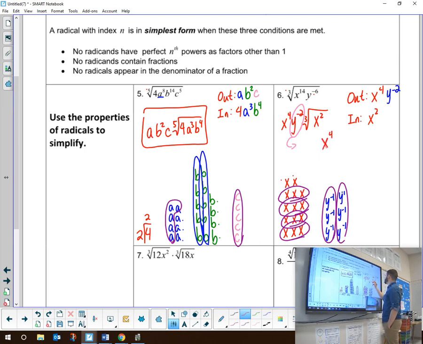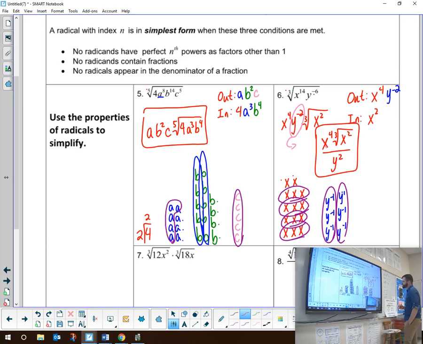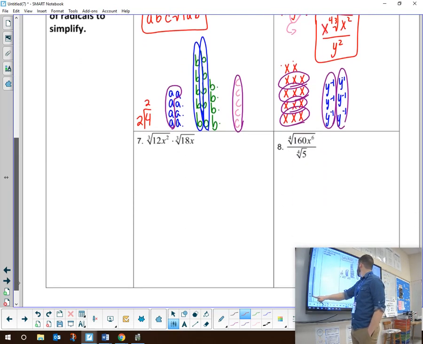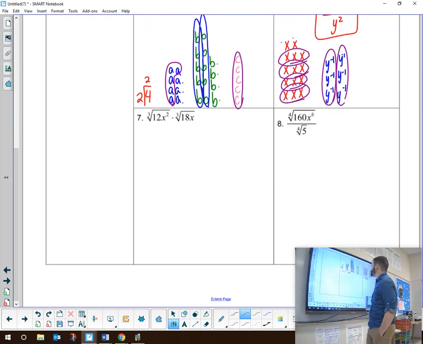Rewrite this as x to the 4th times the cubed root of x squared over y to the positive 2. We want to take that negative exponent and move it to the bottom, and that's the end there. Okay, let's try number 7 and number 8. Sometimes we don't simplify first, we have to multiply first and then simplify. So take a look at number 7 with me.